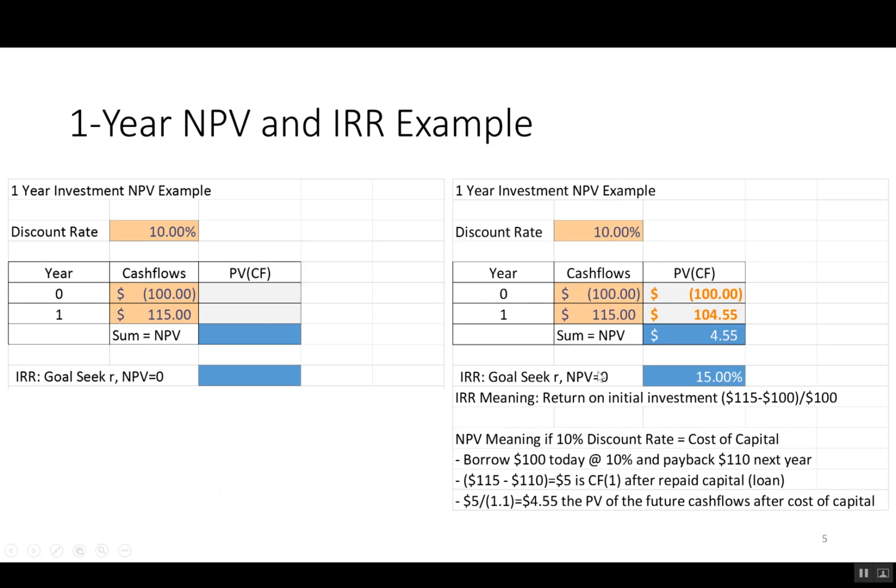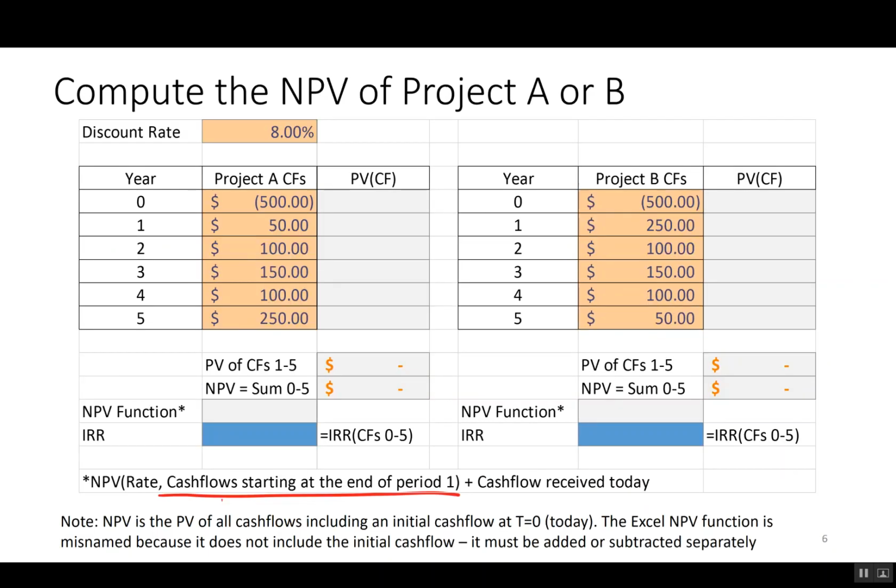So there's our solution. Now let's do a little bit harder problem. It's a project that has 5 periods, 6 if you include today. And notice the cash flows are kind of interesting. They're actually in reverse order. Both investments cost $500 and have a discount rate of 8%, but the cash flows are 50, 100, 150, 100, and 250. And this one has the same cash flows, but in the opposite order. The first one is 250 versus the last. Let's calculate the NPV and IRR of these cash flows.